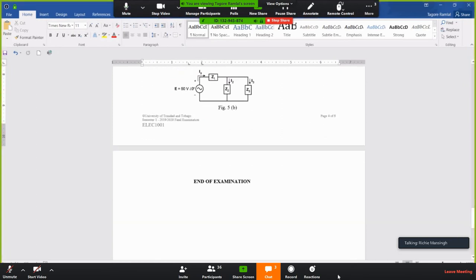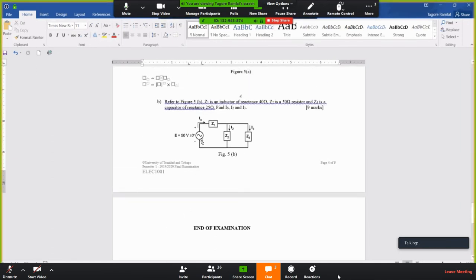All right. So how do you go about constructing this circuit for Barney? Same way as usual? Yes. Remember, Z1 will be an L value, Z2 will be R and Z3 is going to be C. So we have to put an inductor, a resistor, and a capacitor instead of the Z boxes.